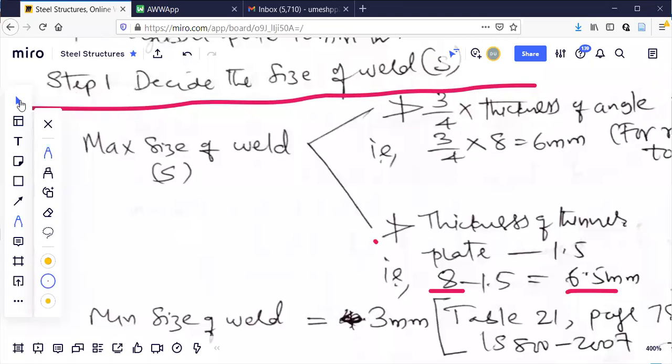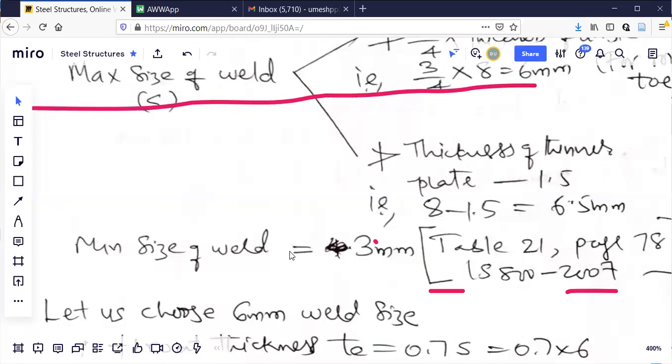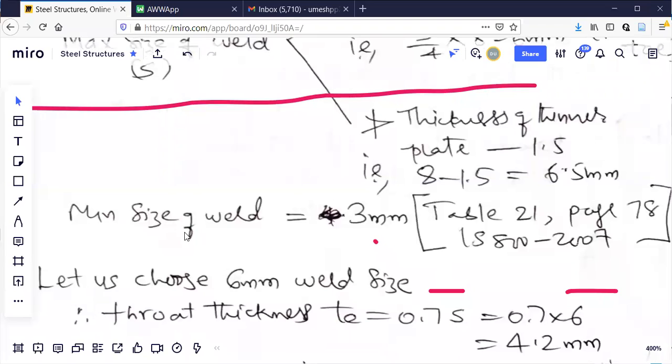And what about the minimum size? The condition is there as per IS stipulations. It should not be less than 3 mm also. Table 21 of page 78, IS 800. So this condition is given on page number 78, Table 21. The minimum size of the weld is 3 mm.